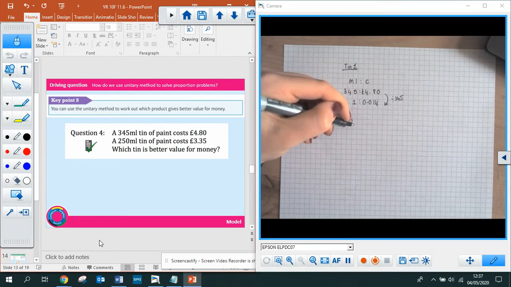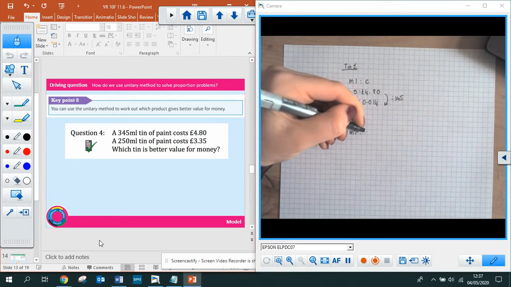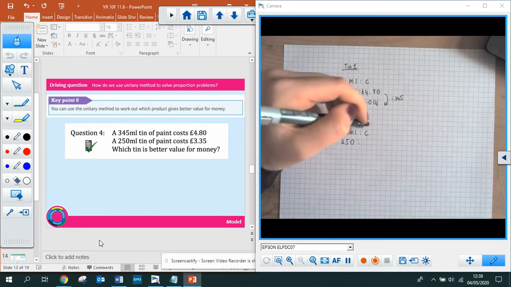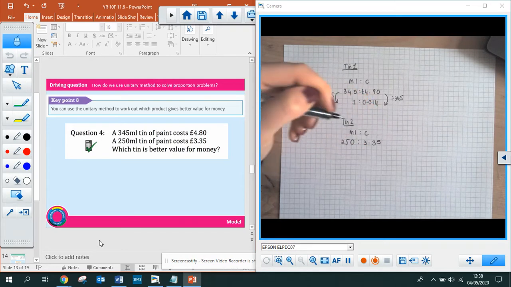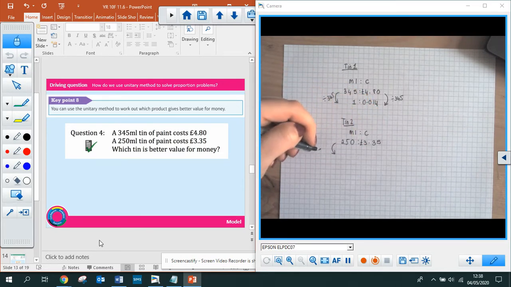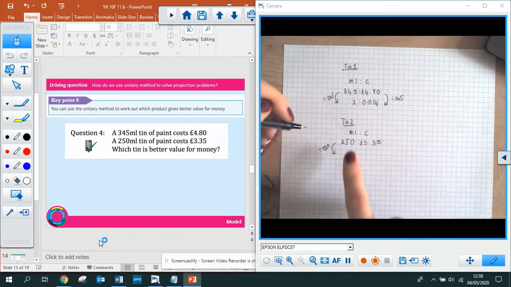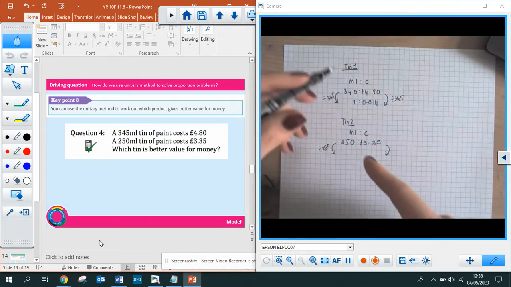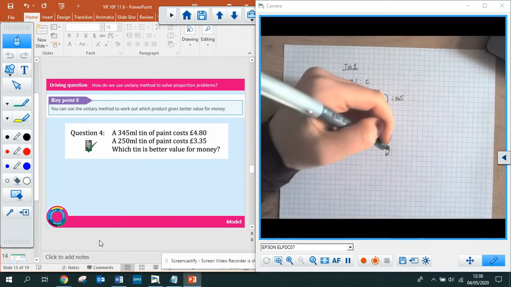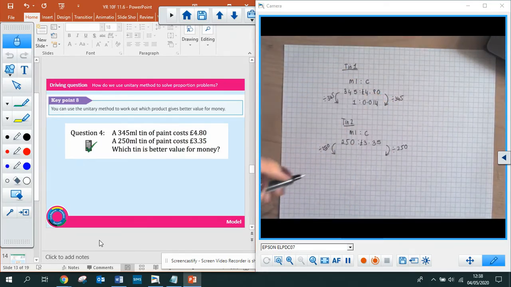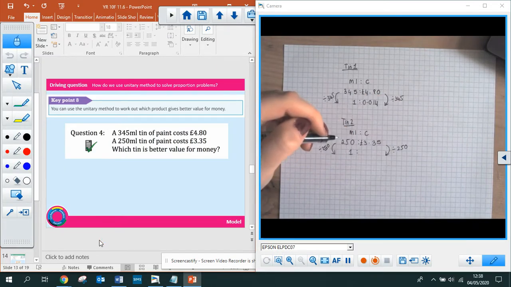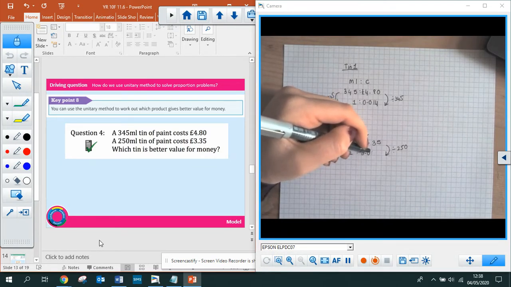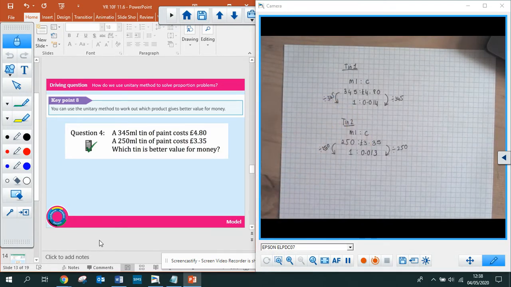Tin 2, and do milliliters to cost. So it's 250 milliliters, and it costs £3.35. I'm going to divide both sides by 250 because the same thing needs to be comparable. You could have done it the other way around and made this a unit side, it doesn't matter, but as long as you do it to the same one when you're comparing. And divide by 250, that gives me 0.013, rounded to the same number of decimal places.